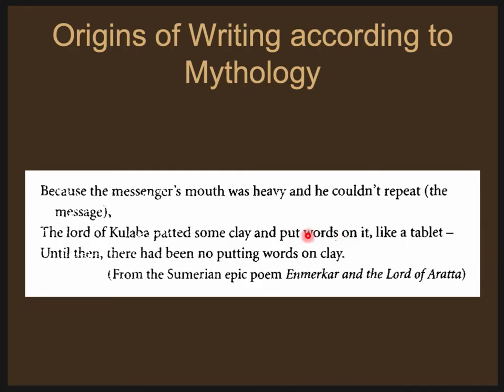Well, how did the Mesopotamians think about the origins of writing? Well, they actually had a myth about the very beginnings of writing. This comes from a poem, Enmerkar and the Lord of Aratta. Because the messenger's mouth was heavy and he couldn't repeat the message, the Lord of Kulaba patted some clay and put words on it like a tablet. Until then, there had been no putting words on clay. Well, we know that's actually not how it started, but this is how the Mesopotamians conceived of it.